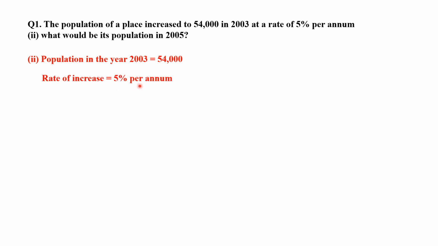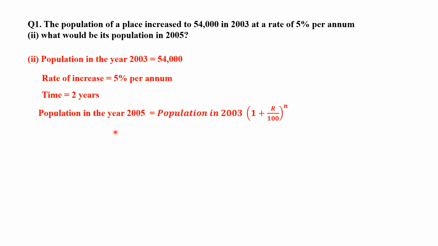Now this is another part of question number 1. Here you have to find the population in the year 2005. So the population in the year 2003 is 54,000. I will consider this as my current population. Rate of increase is again 5% per annum. Time will be 2 years, because from 2003 to 2005 the time will be 2 years.